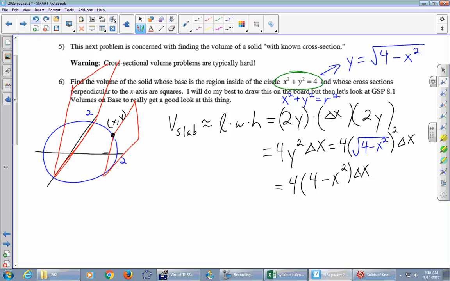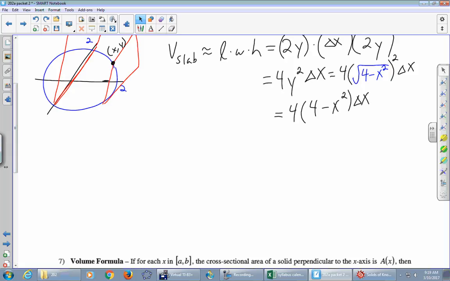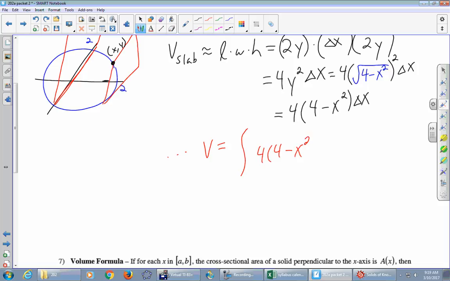Okay, this demo has already gone too long, so we're going to skip right ahead to the integral. We're not going to write the summation step or the limit step, but just jump right to the integral from here. Let's say volume equals the integral of 4 minus x squared, and the small change delta x becomes dx.